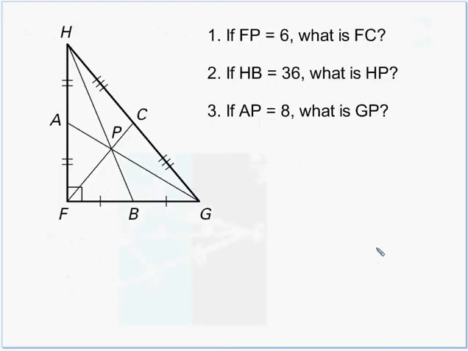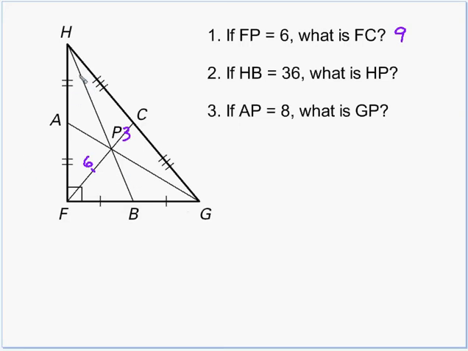A few more examples. In this case, if the length of FP is 6, what is the length of FC? Well, F to P is going to be split into 2 equal pieces, which makes the length of PC 3. So the whole entire thing, FC, is going to equal 9. 6 plus 3 equals 9.